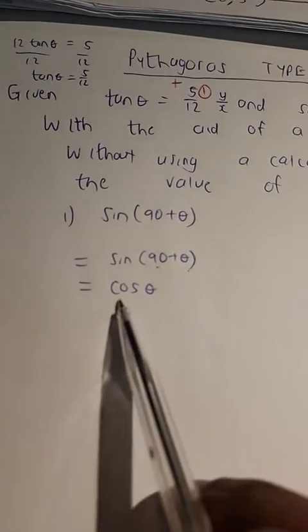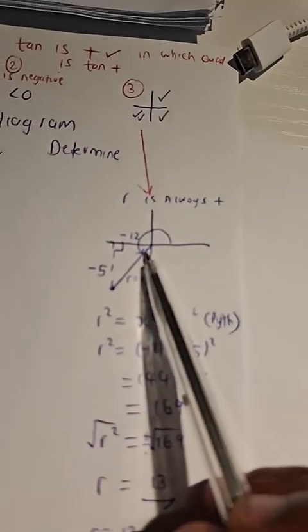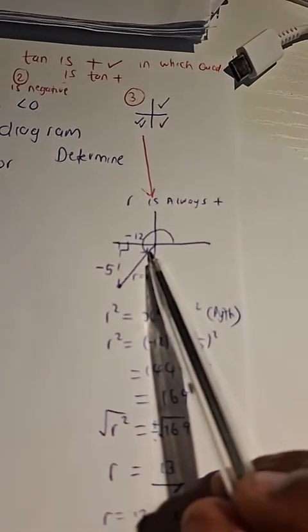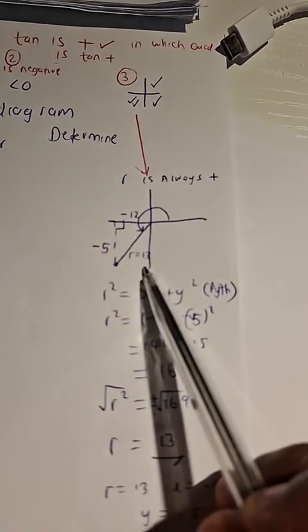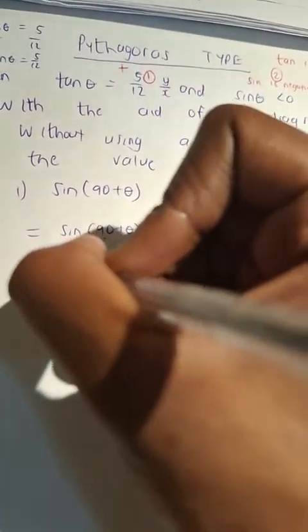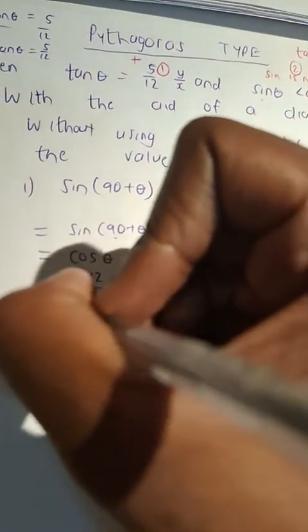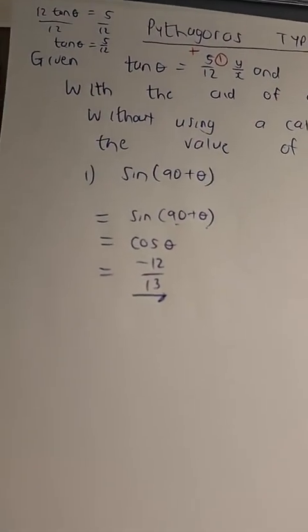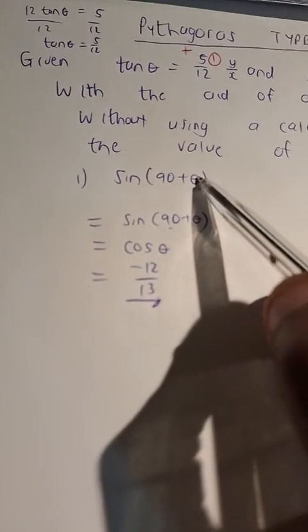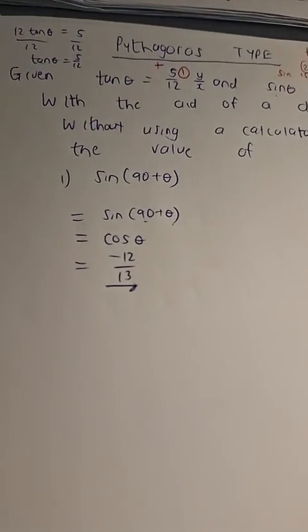Then we can now go to our diagram. And then what is cos theta? It is x over r. In other words, negative 12 over 13. Done. We've just evaluated sine of 90 plus theta without using a calculator.